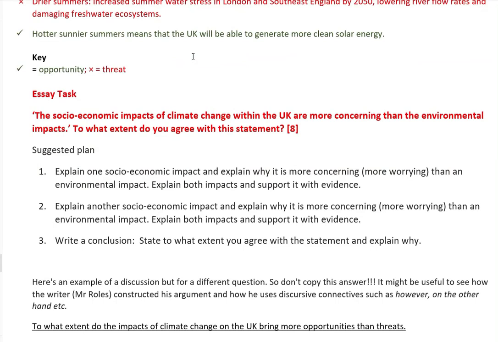So what I'm suggesting is that you have this plan. You explain why one socio-economic impact is bigger than an environmental impact. So you've got a nice paragraph there. You explain both impacts, support it with evidence. You do the same for the second paragraph as well. Then you have a third paragraph, which is writing a conclusion.